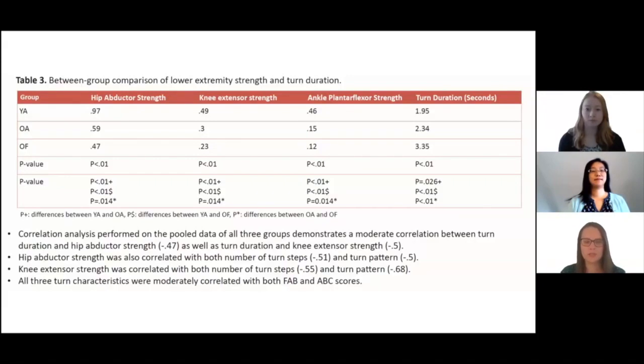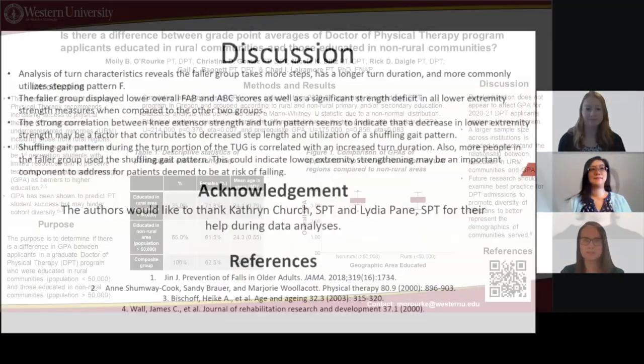Overall, understanding the specific characteristics that lead to longer TUG duration may be useful for clinicians in identifying areas to focus treatment intervention for fall prevention.